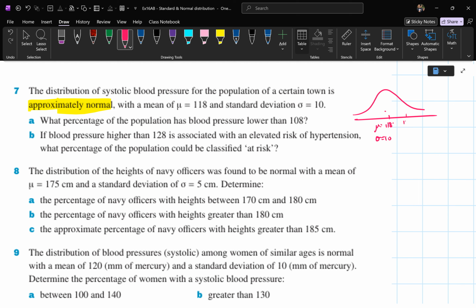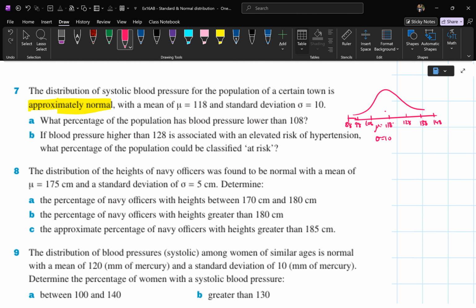So that means 128, 108. Two steps is 138, and that's now 98. And then another step is 148, and this is 88. Cool. So I've got a picture.